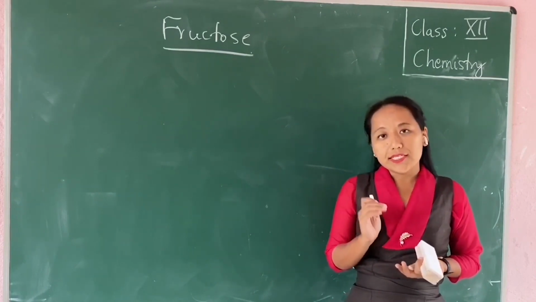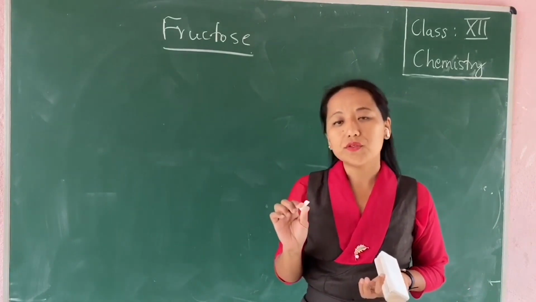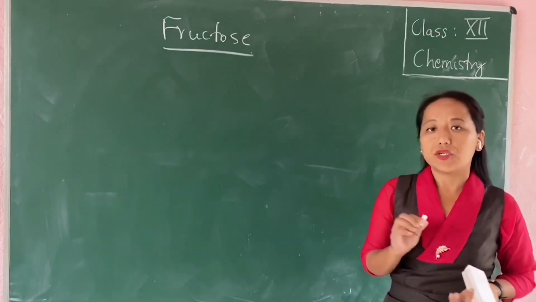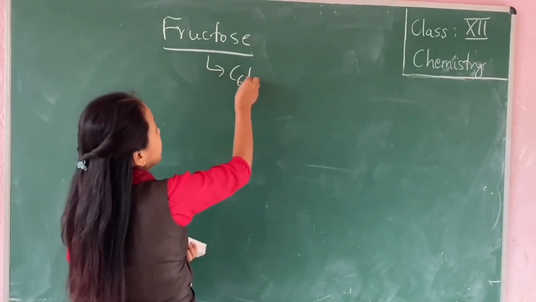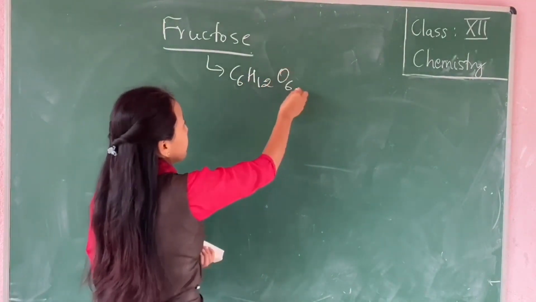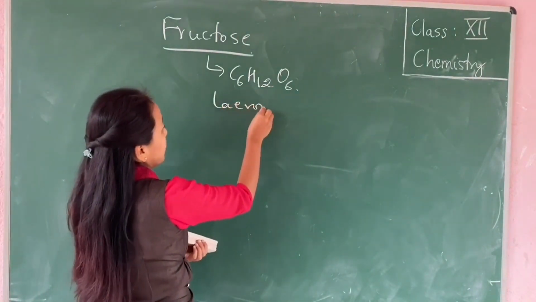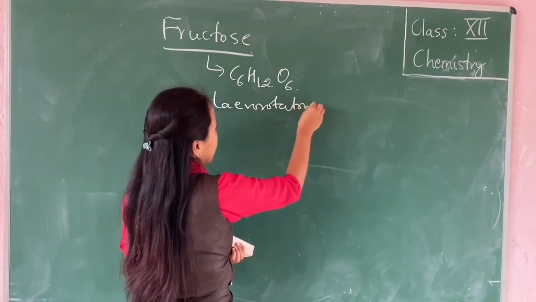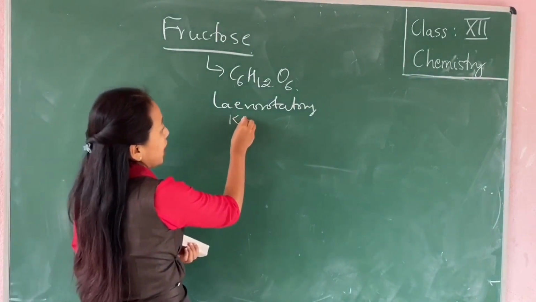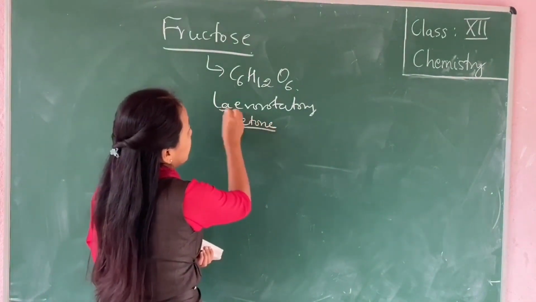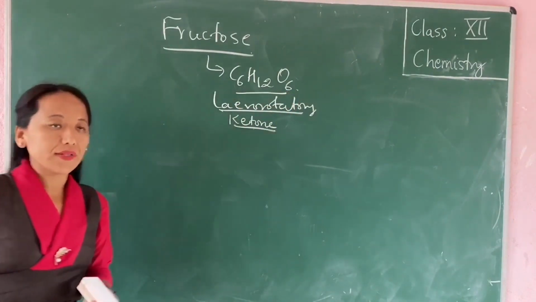Now coming to the second monosaccharide, that is fructose. In today's class we are going to study fructose, its preparation and its structure. Fructose has the molecular formula C6H12O6, and it is a levorotatory compound. That is, it rotates the plane of polarized light towards the anti-clockwise direction, and it contains ketone as the functional group.